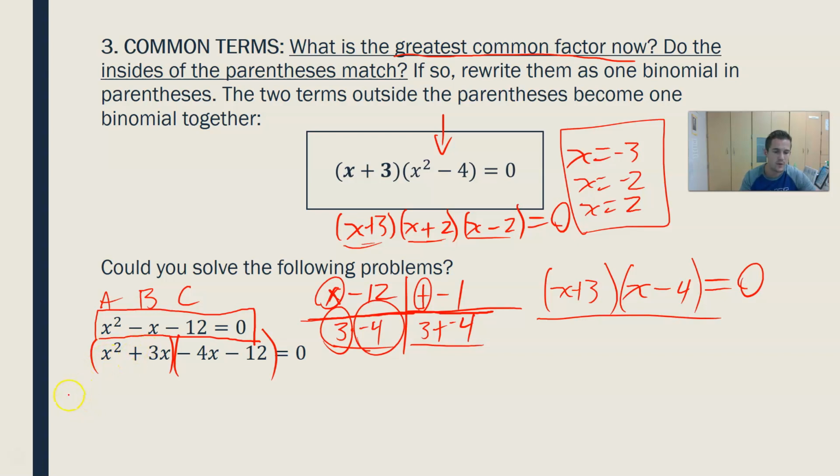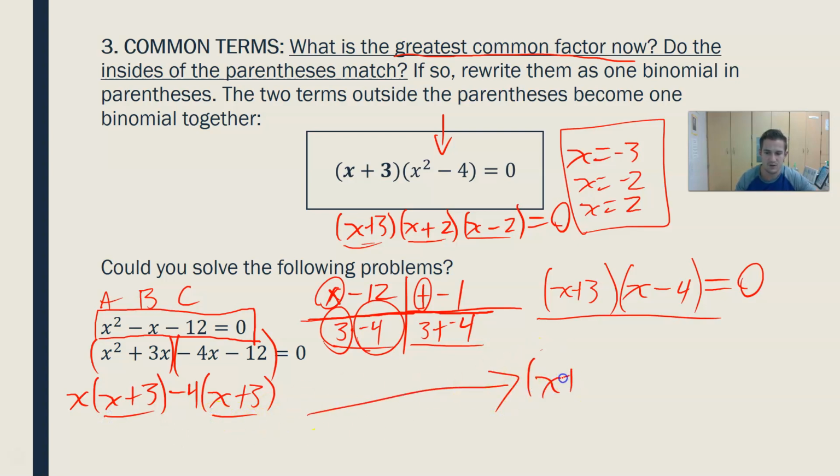In the first group, I could take a greatest common factor of x, and I'd be left with x plus 3. x times x is x squared. x times 3 is 3x. In the second group, I'd take out a negative 4 like I did before, and I'd be left with an x plus 3. Since these two parentheses are the same, I can bring that out in front, x plus 3, and then I'd be left on the inside of the parentheses with x minus 4.